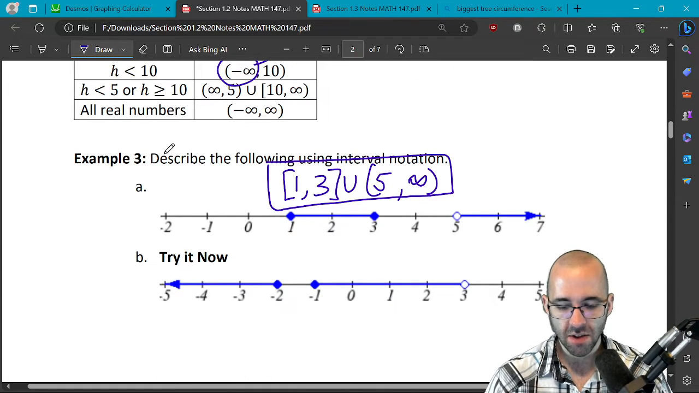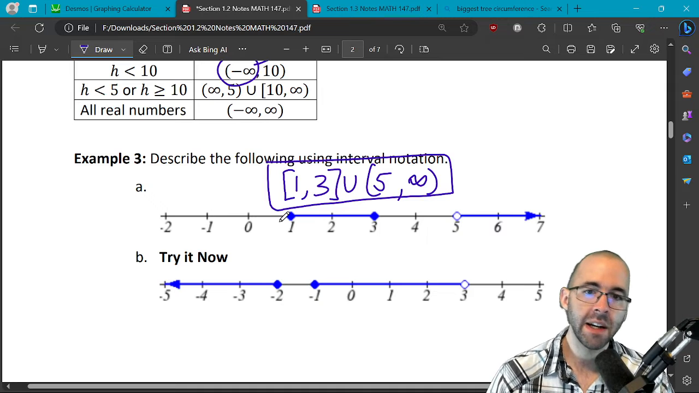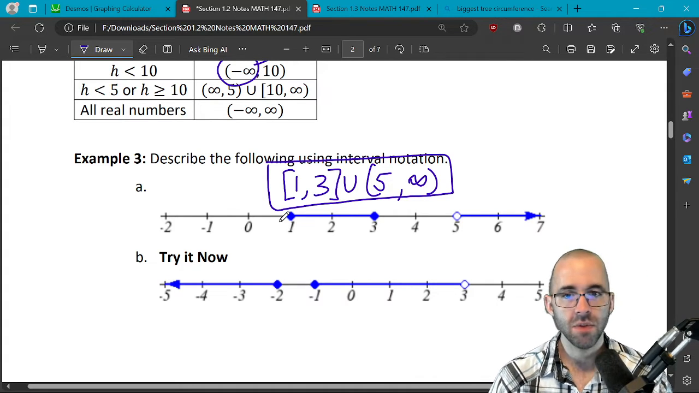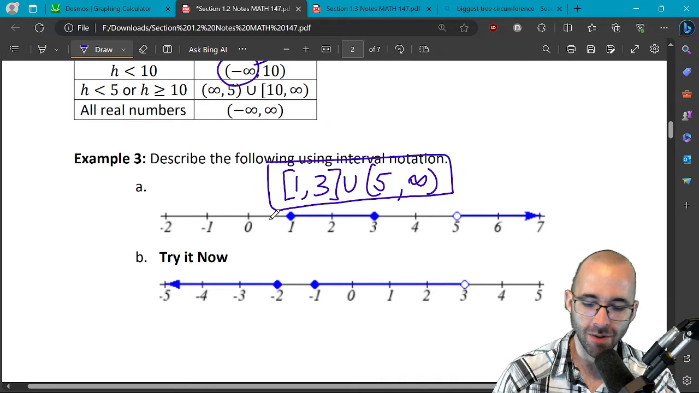So go ahead and try it. Use the same idea that we did. Smallest number, then biggest number, and then decide whether parentheses or brackets. Use that same thing. Try it now. Pause the video. See if you can do it on your own.